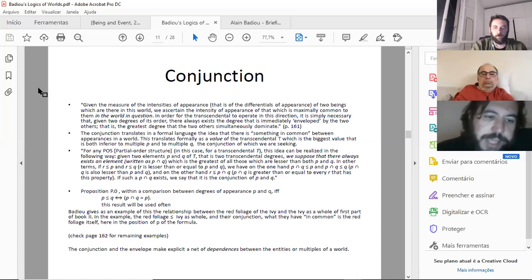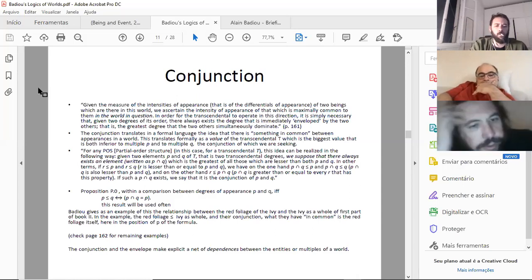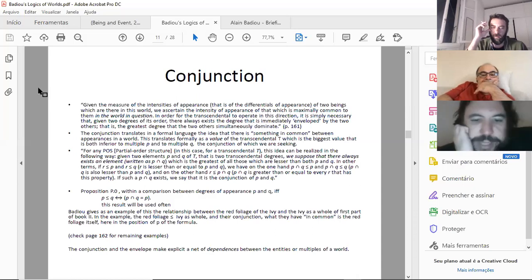So this is just to make intuitive the idea that the conjunction between two different transcendental degrees, the proposition P0, equals the lesser one, right? Because it seems that there is a degree of dependence of the red in the foliage towards the ivy as a whole. So the conjunction between the red and the ivy as a whole will be the red, right? That thing that they have in common. So the conjunction and the envelope make explicit a net of dependencies between the entities of multiples of a world.